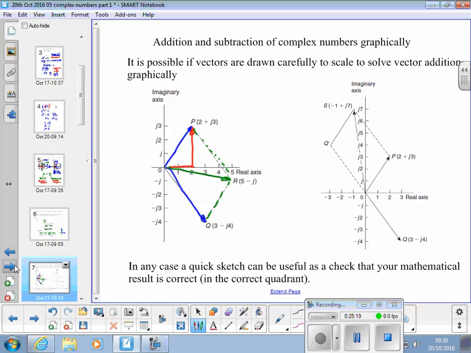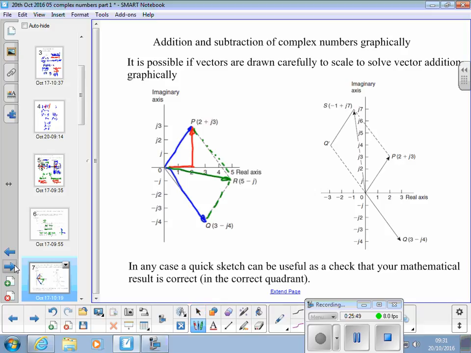Yeah? So you can solve it graphically. The other thing about graphical is a quick sketch could help you make sure that you've got the signs of your results right. So if the actual result was difficult to read off the graph, a quick sketch will still give you a rough idea of whether your answer's in the right quadrant. Okay?